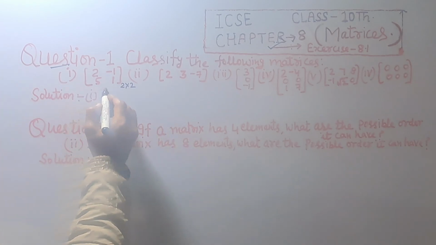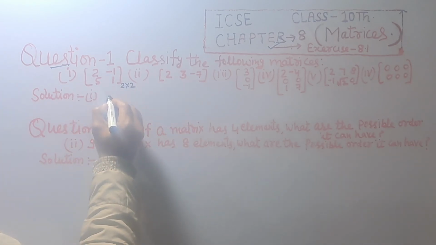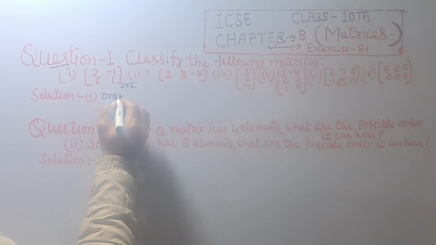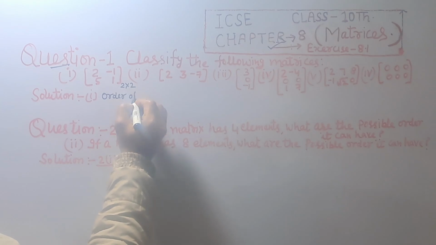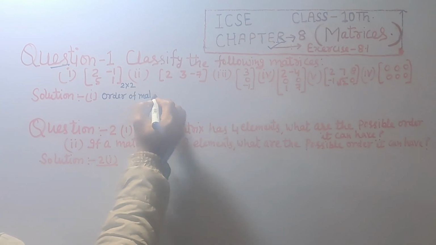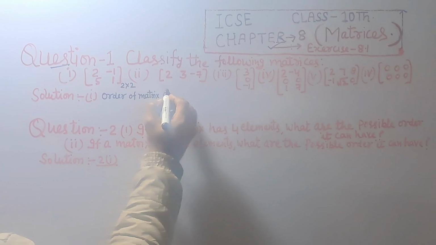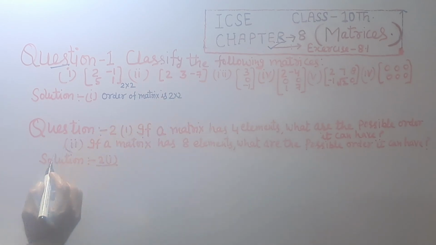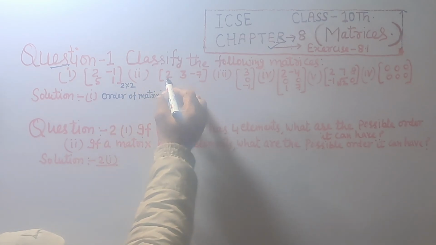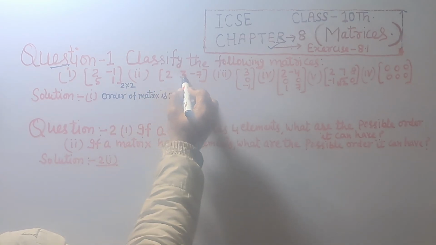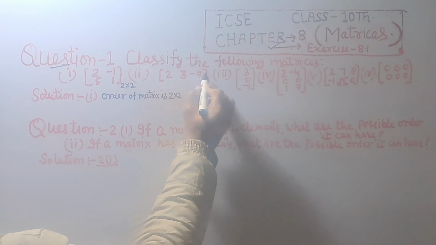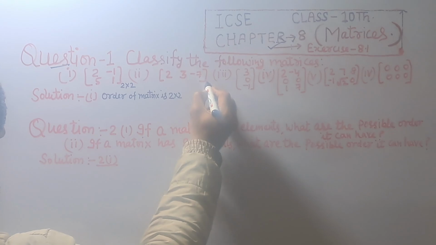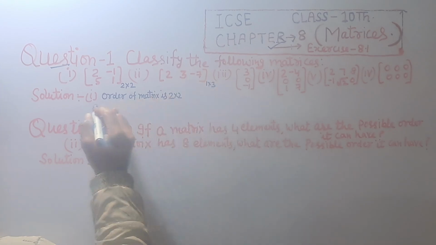Order of matrix is 2 cross 2. And second part, that is 2, minus 3 and 7. It's one row, first column, second column, third column. That is 1 into 3.